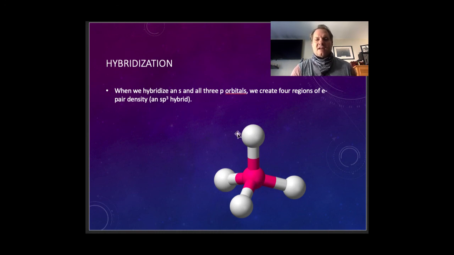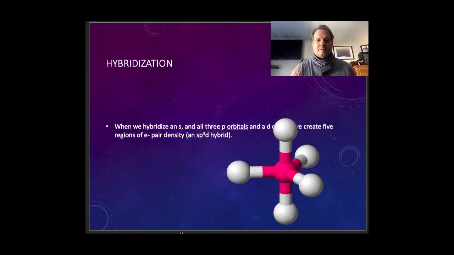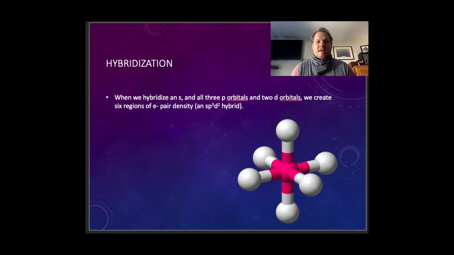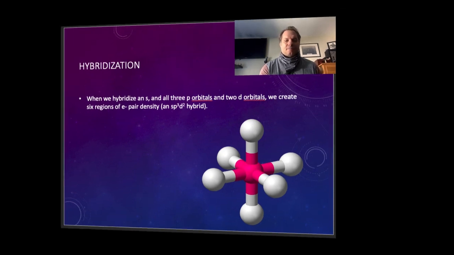So this represents our base shape for an sp3 hybridization. When we go past that octet, we end up with 5 regions of electron density. This is called a trigonal bipyramid. We'll talk about that in a bit. But this represents our sp3d hybridization. And the base shape, when we have our 6 regions of electron density, our sp3d2, is actually a shape called octahedral. And that is our base shape for that.